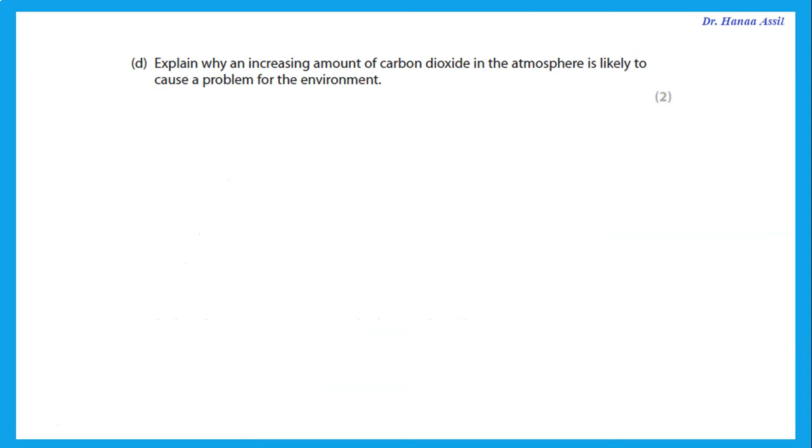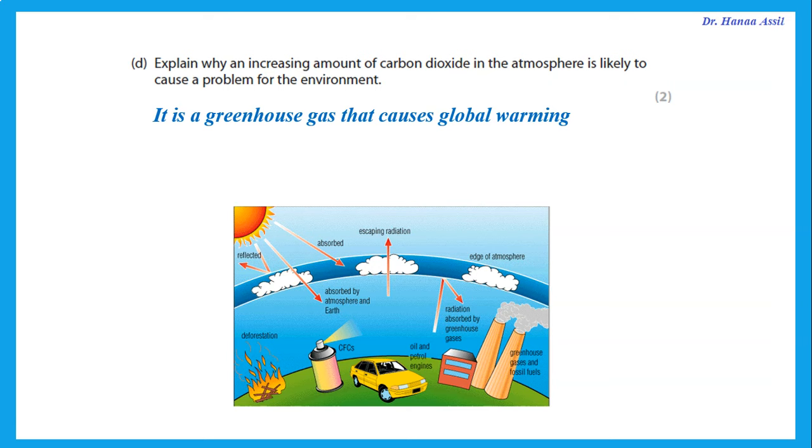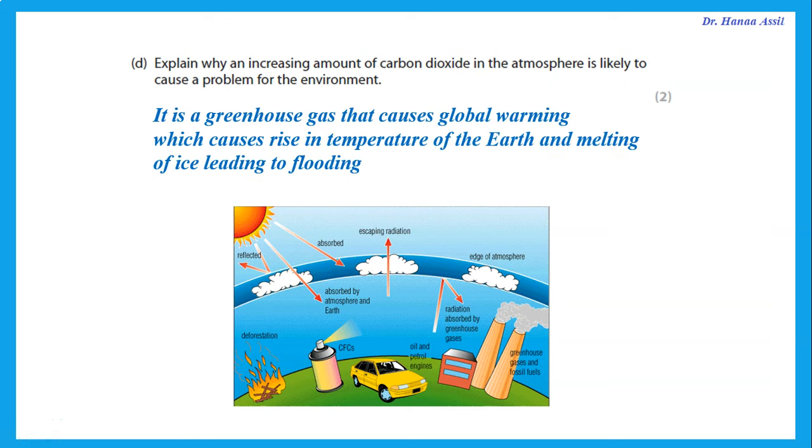Explain why an increasing amount of carbon dioxide in the atmosphere is likely to cause a problem for the environment. What is bad about carbon dioxide increasing in the air? Remember that carbon dioxide is a greenhouse gas, and this causes global warming. And of course, the global warming means rise in temperature of the earth, melting of the ice in the north and south poles, and this leads to flooding.